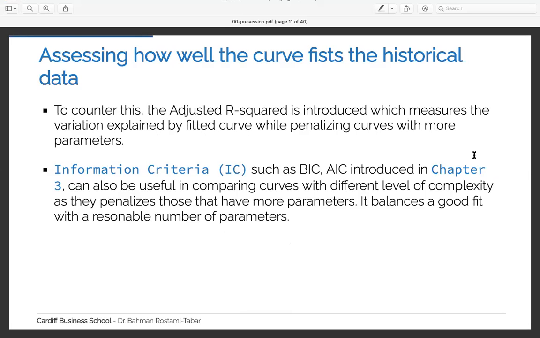If you remember in chapter 3, you also discussed something called information criteria that has a similar concept. In information criteria, we also try to have a balance between having a good fit and a reasonable number of parameters. So to decide which curve to use, you can of course look at the R-square, but you need to be careful because the R-square could be misleading. Instead, it's good to also look at the adjusted R-square and information criteria. These are more reliable criteria because they penalize the number of parameters in your curve.